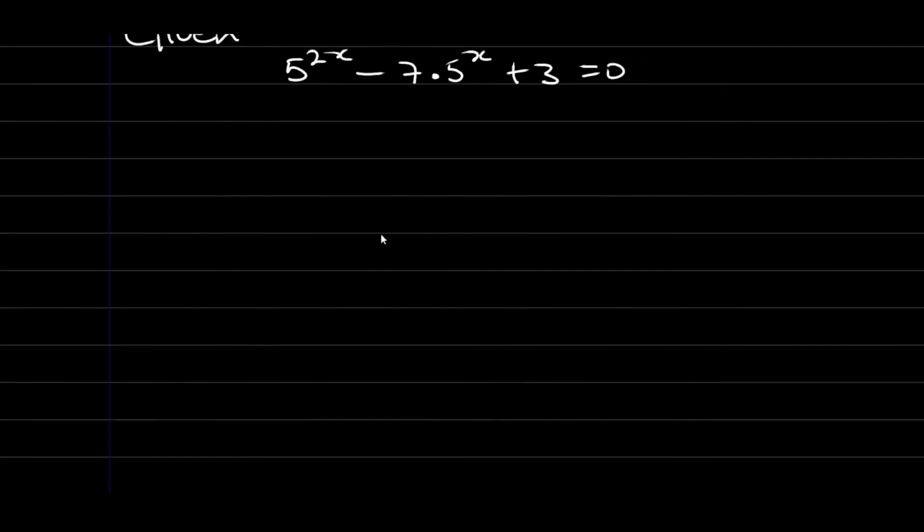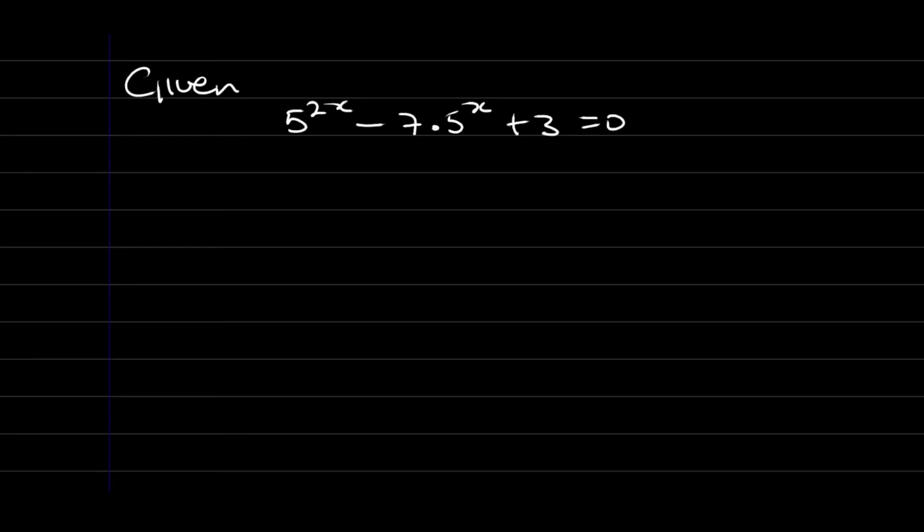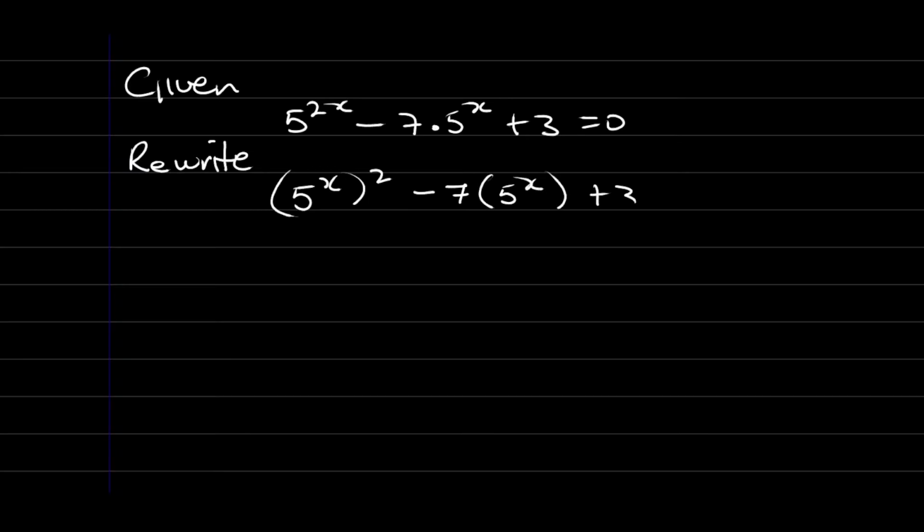We're going to rewrite this because if we rewrite it, we're going to get it in terms of a quadratic. So we're going to rewrite, and we're going to get here 5 to the power of x, to the second power, minus 7 into 5 to the power of x plus 3 equals 0.